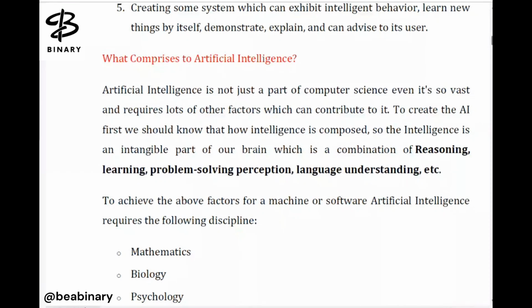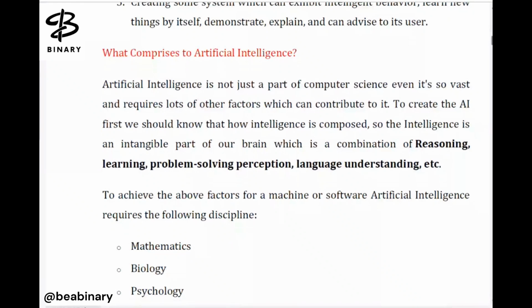So intelligence is an integral part of our brain, which is a combination of reasoning, learning, problem solving, perception, language understanding, etc. So if you want to build an artificial intelligence system or technology, you should know the learning, the problem solving, the perception, and you should implement these things, the language understanding also.